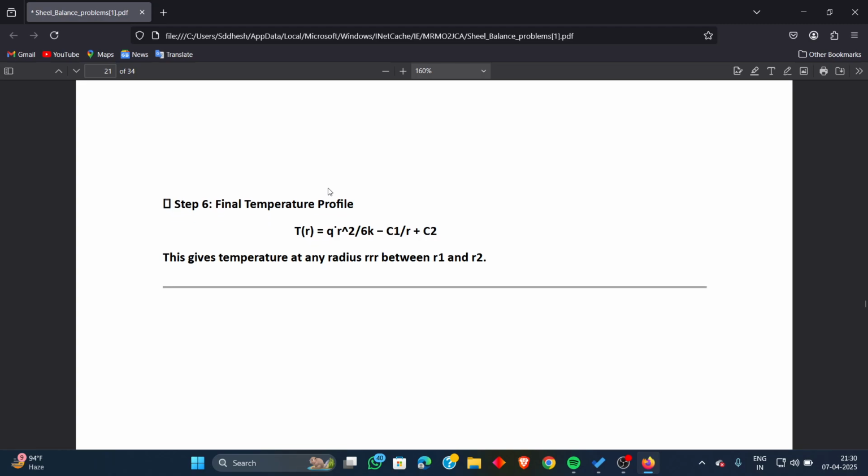Step 6, that is final temperature profile, we get T(r) is equal to q dot R square upon 6K minus C1 by R plus C2. This gives temperature at any radius R between R1 and R2.